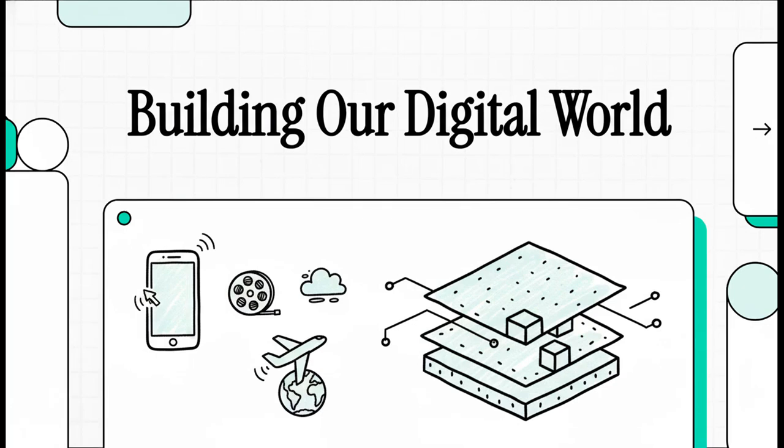You know, every time you tap on your phone, or stream a movie, or book a flight, you're interacting with this world that just feels so seamless. It's almost like magic, right? But underneath all of that, there's this huge, complex structure, built layer by painstaking layer. So in this explainer, we're going to peel back those layers and really see what our digital world is made of.